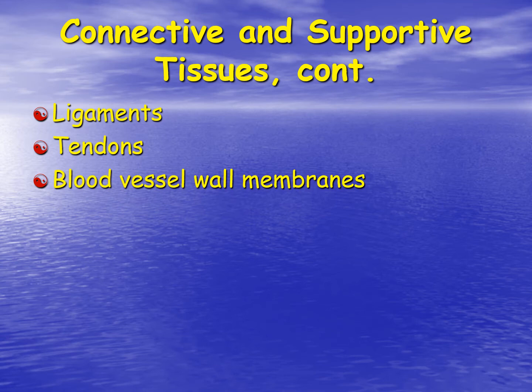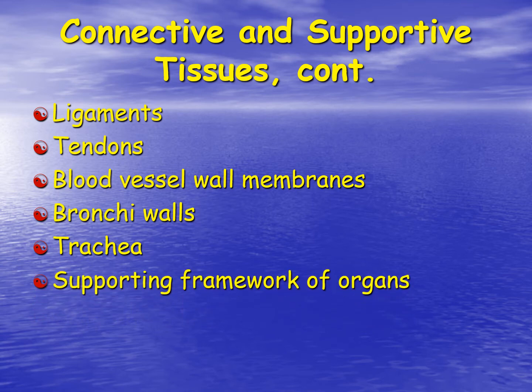Blood vessel walls actually are made up of primarily elastic connective tissue, especially in those large arteries. The bronchial walls are made up of a lot of elastic tissue because they are able to expand. The trachea has elastic connective tissue as well as hyaline cartilage rings. And of course, many of these tissues will simply support the framework of the organs, such as the liver, the spleen, the lymph nodes. All of these contain numerous cells that have to have something upon which to sit.